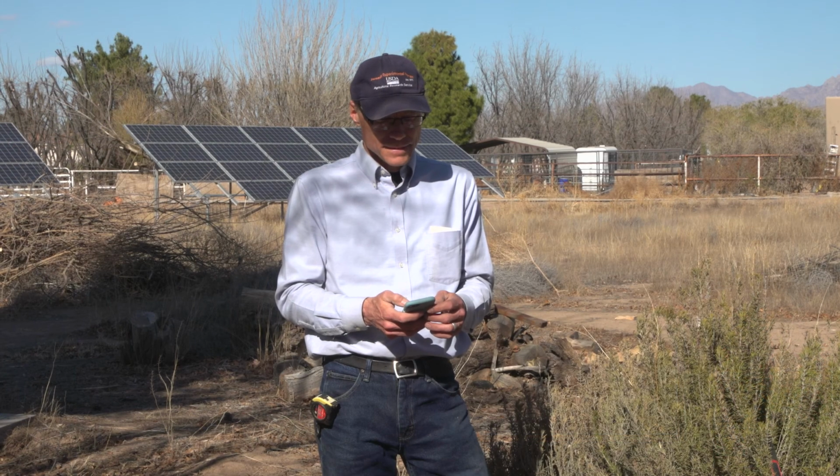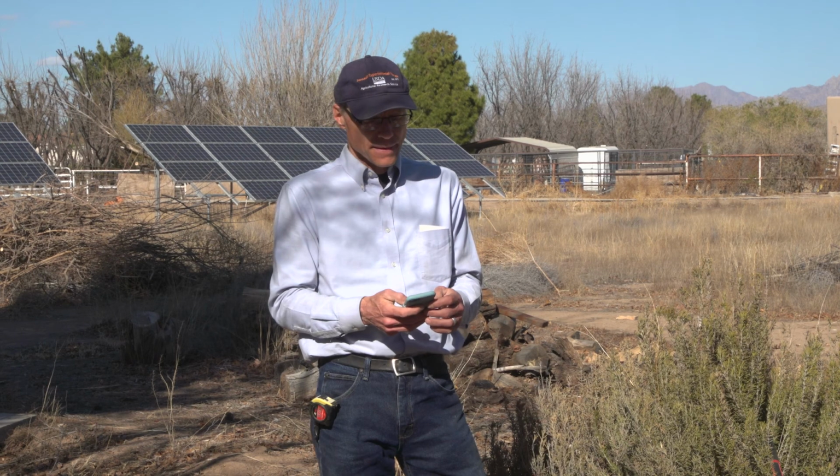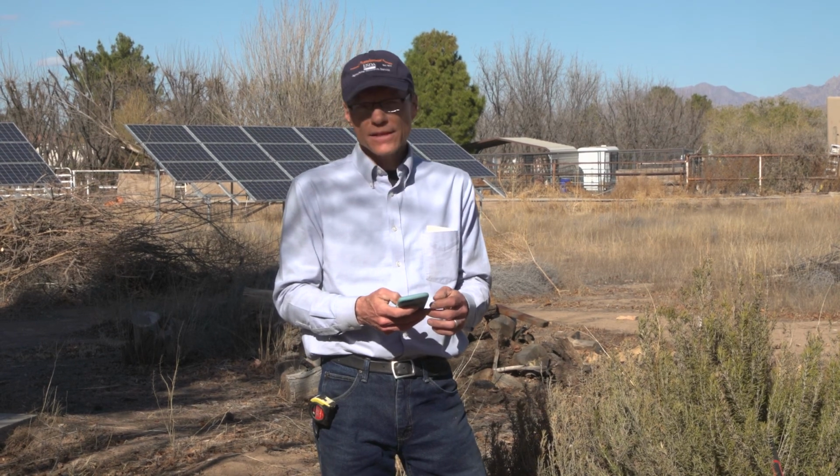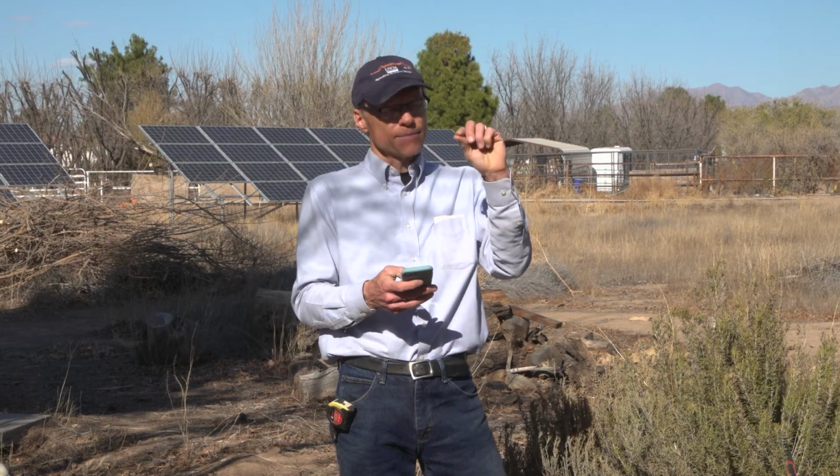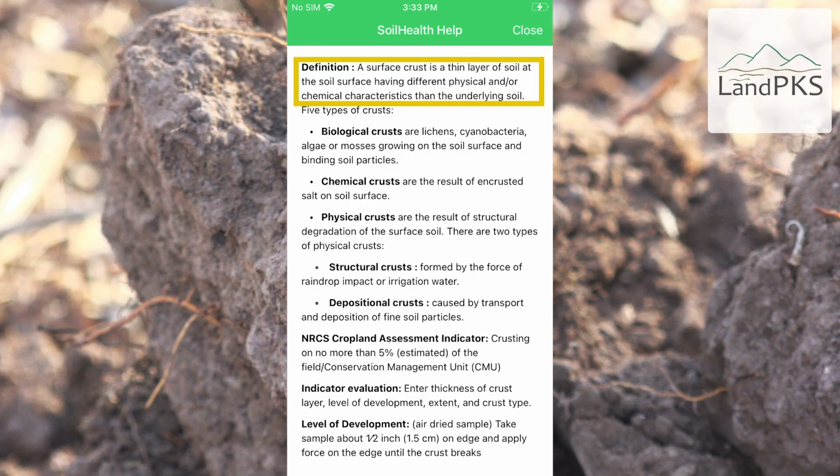The next one is surface crusts. And again, this is a fairly simple one. It's basically just asking, is a crust present? And a crust is something that is basically a layer on the surface that is hard, and it is preventing moisture from moving into the soil. If it's a physical crust.